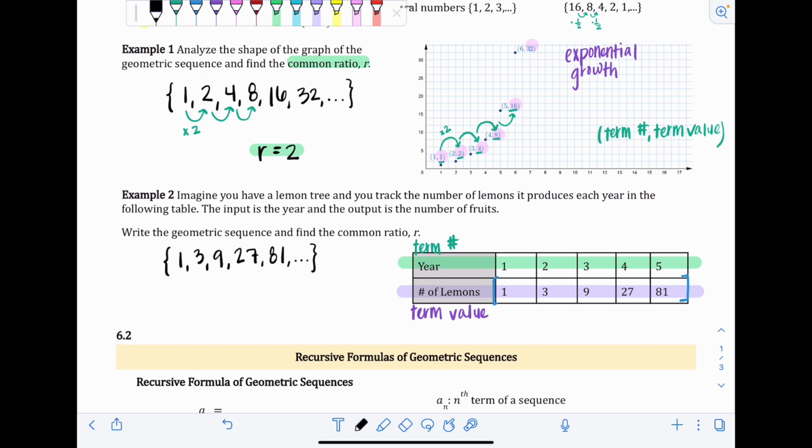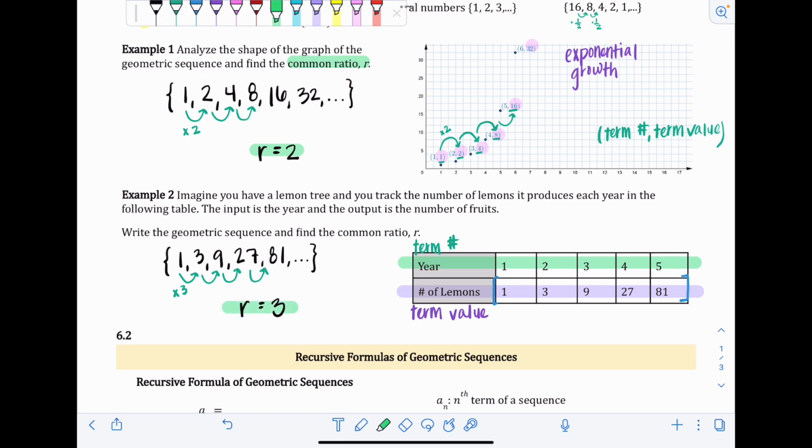Now if we wanted to find r, you could go off the table or off the bracket set. Just what number do I have to multiply by to get to the next term? I'm going from 1 to 3 to 9, 27 to 81. Each time I'm multiplying by 3, because 1 times 3 would get me to 3, 3 times 3 would get me to 9, 9 times 3 would go to 27, and 27 times 3 would go to 81. So r would be 3.